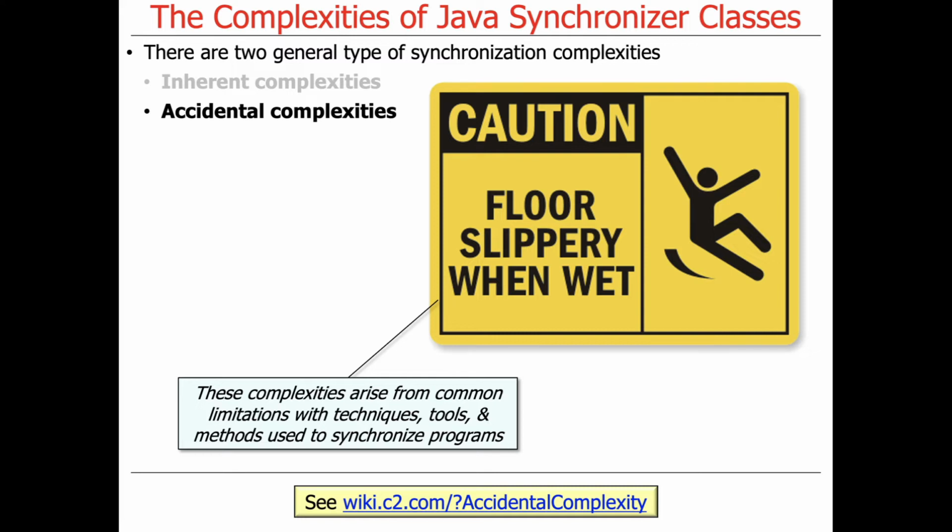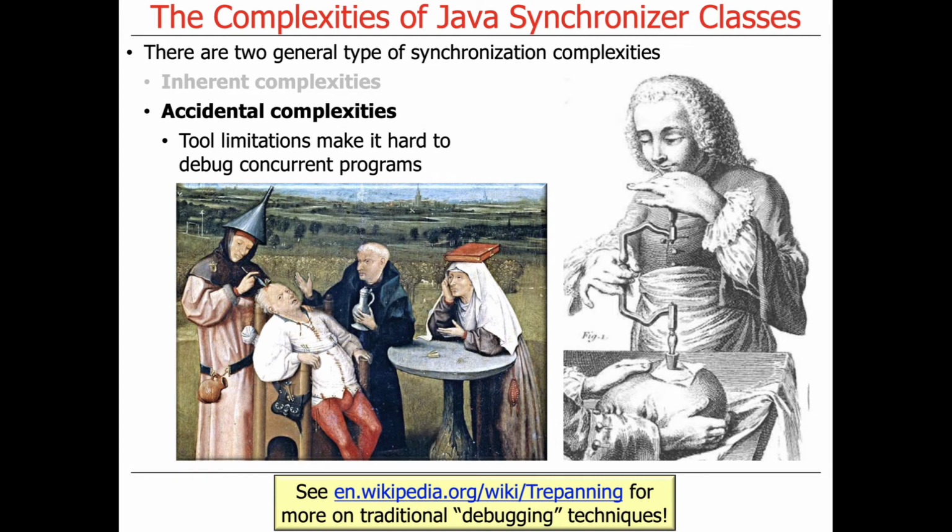There's also a bunch of accidental complexities. And these complexities arise from limitations with the techniques, the tools, and the methods that we use to synchronize programs. By the way, there's accidental complexities for lots of other stuff too, but I'm focusing solely on synchronization here. And you can read about accidental complexity here. I think it might even mention me somewhere there. These are problems that arise because tools are often not sufficient to debug concurrent programs effectively and correctly.